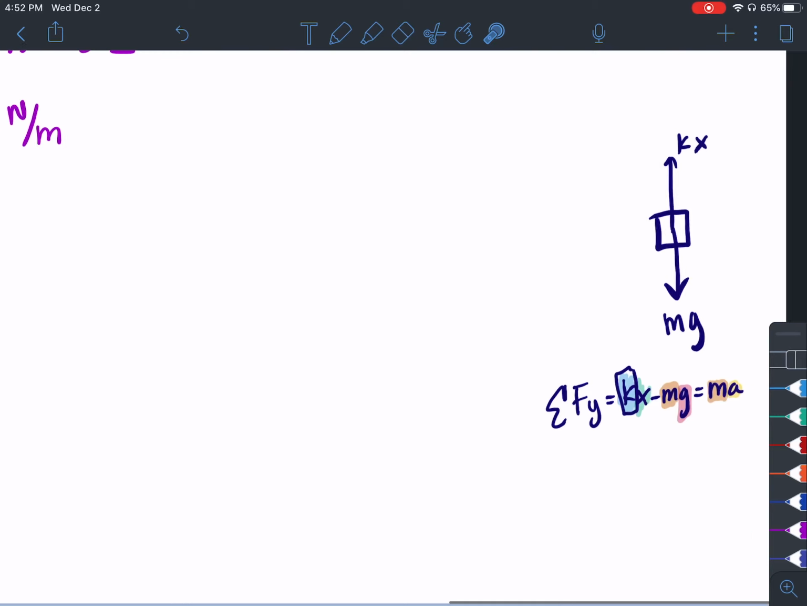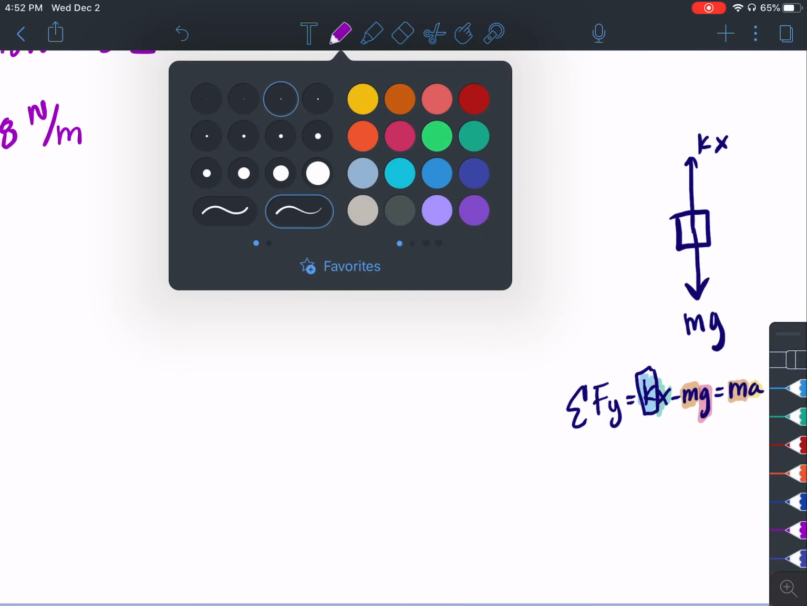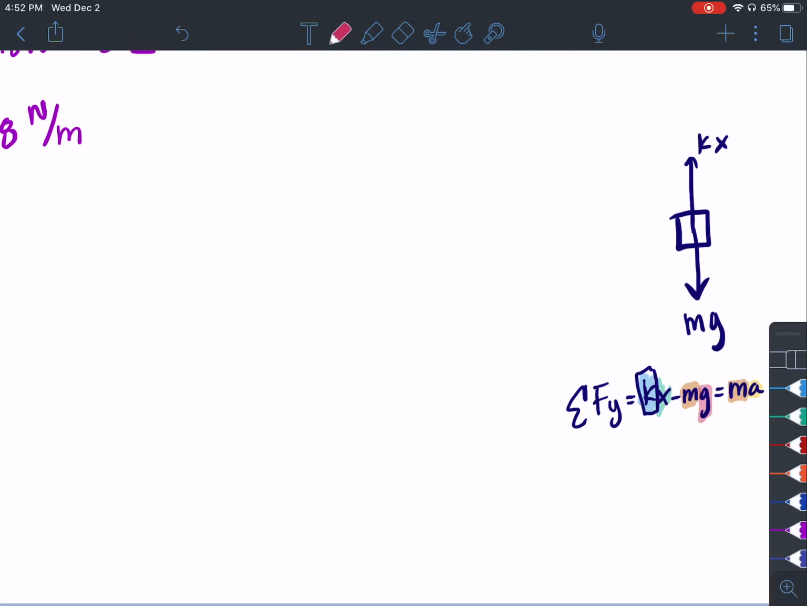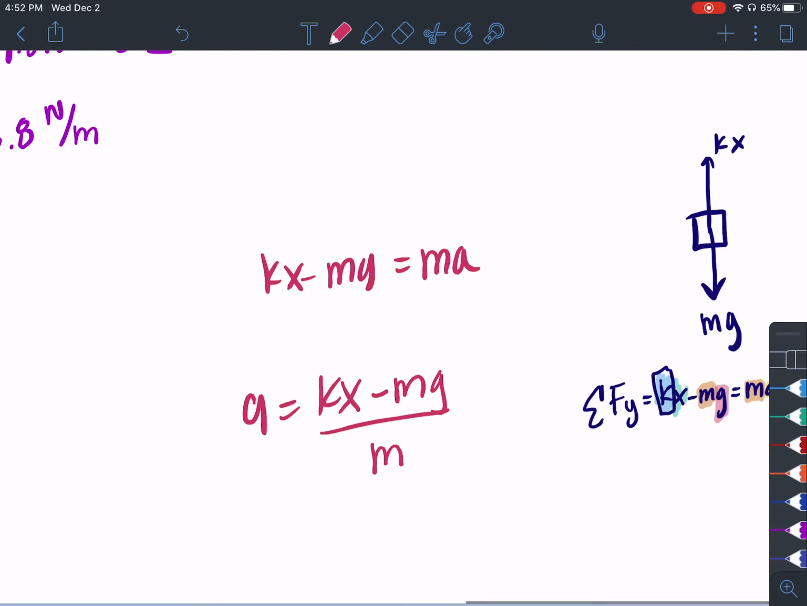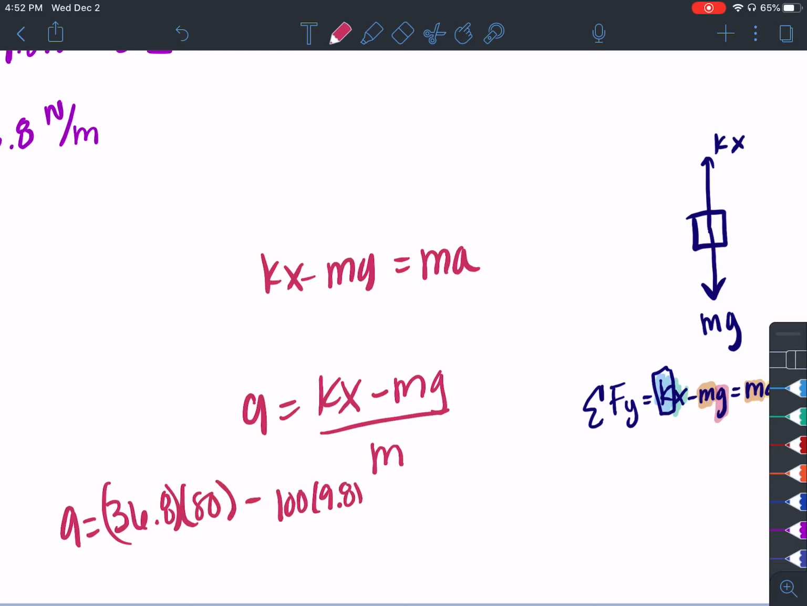Now that we have k, we can come back over here and we can actually finish solving our problem. So kx minus mg equals ma. We're solving for a, so we can go ahead and just say a equals kx minus mg over m. So we're going to end up with a equals 36.8, once again, that x was at 80, minus 100 times 9.81, over 100. And when you do this, you get a is equal to 19.6 meters per second squared.